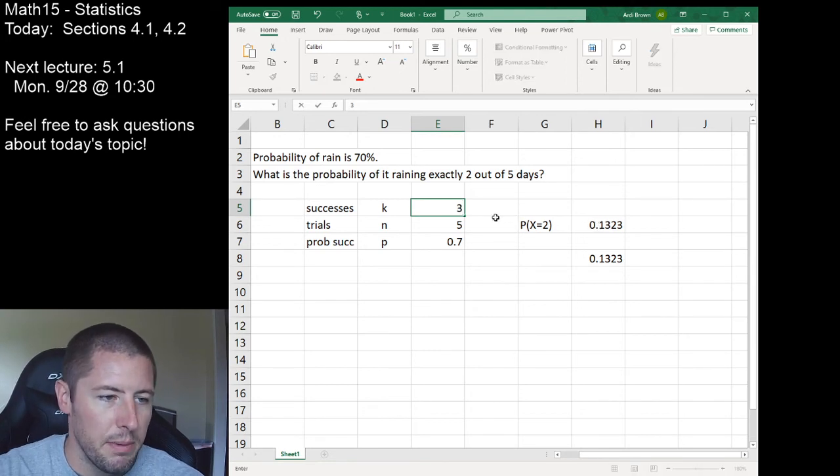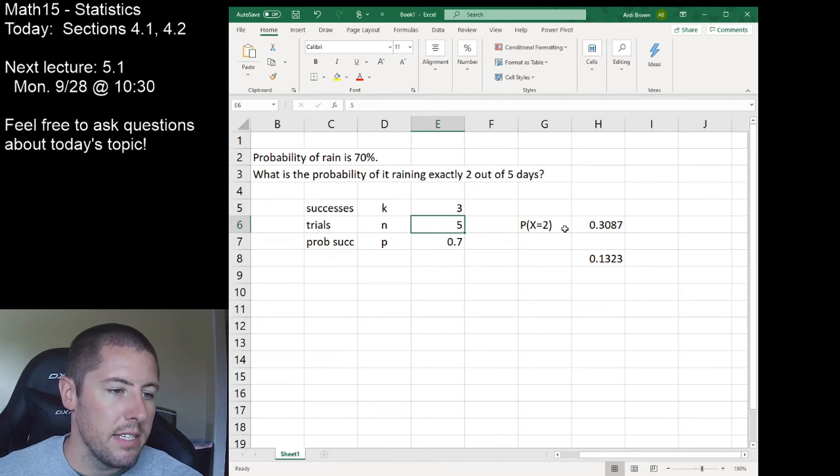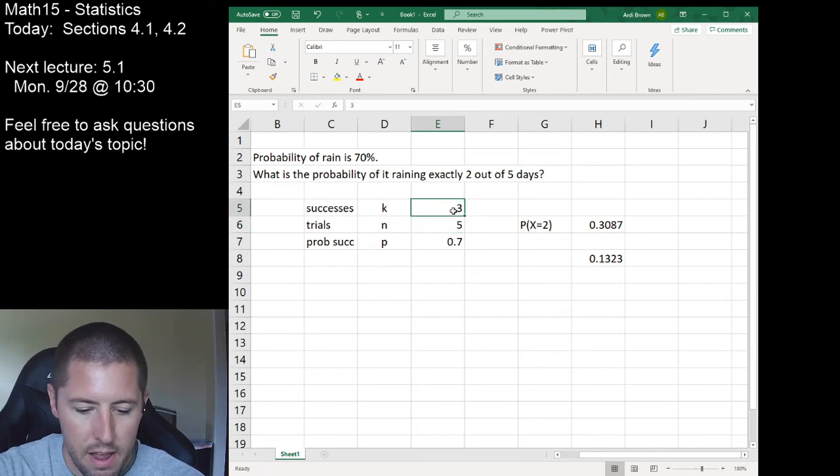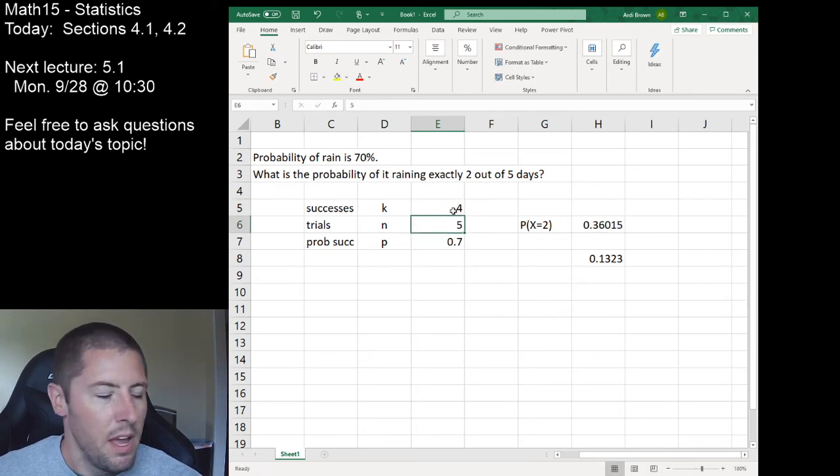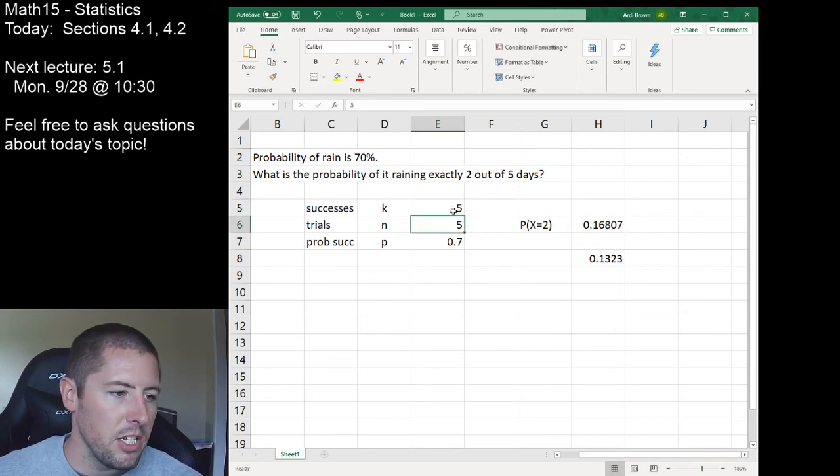So I'm going to press 3 and hit enter, and we see it now says, oh, it looks like there's a 30.87% chance that 3 out of 5 days would be rain right there. Right? If I wanted 4 days out of 5, a 36% chance. 5 days out of 5, about a 16% chance right there.